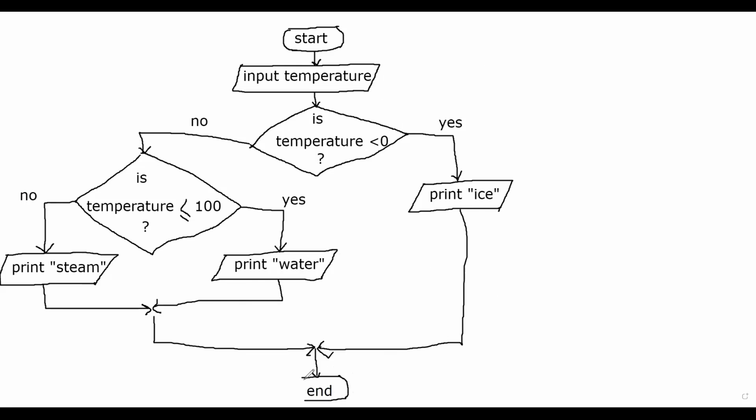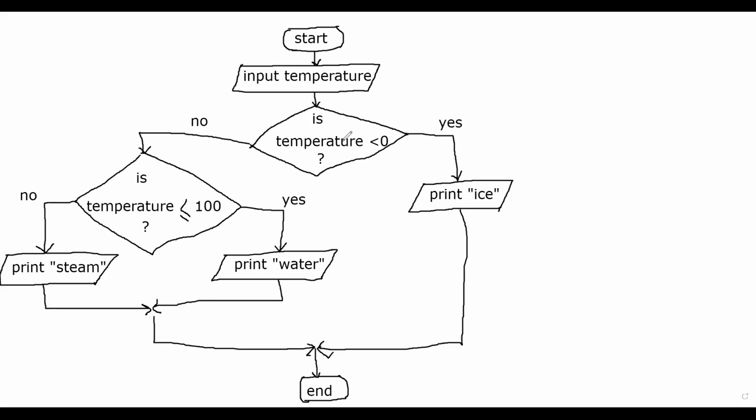So this is the end. Then you have to actually check for answers, right? Again, I will explain one more time. You start, you get the temperature. You can ask multiple questions. So I ask one question whether the temperature is less than 0. When it is yes, this side, it's ice, and that is the end of the program.